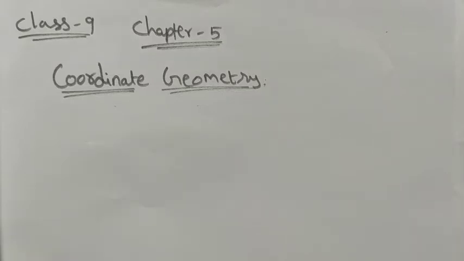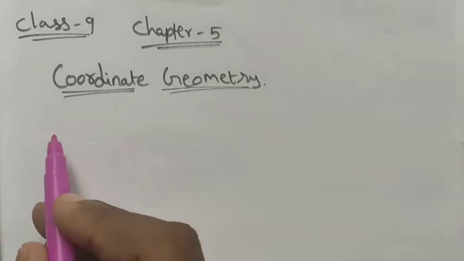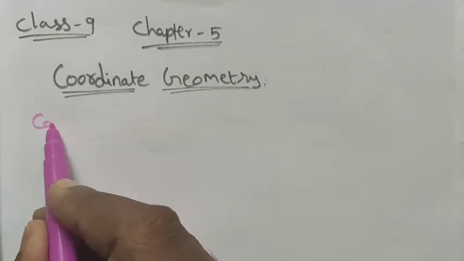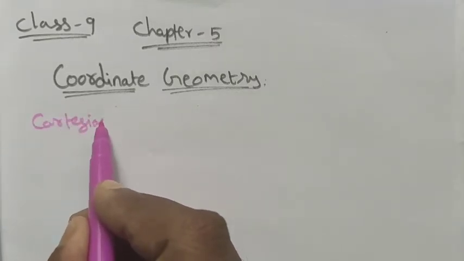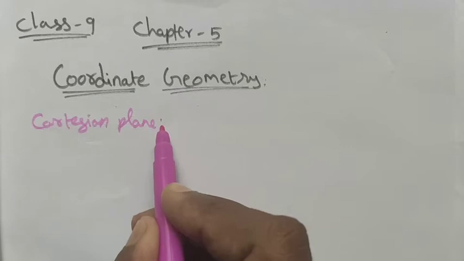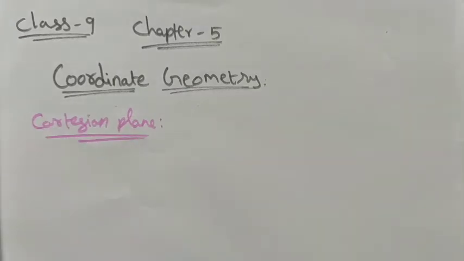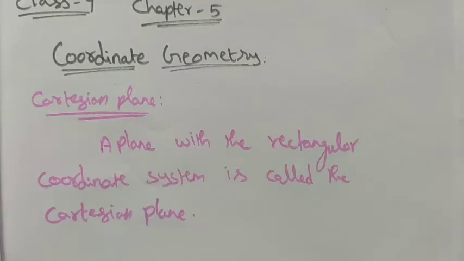The given coordinate points are placed, positioned or plotted in a graph, in a Cartesian plane. First of all, we want to know what a Cartesian plane is. A plane with the rectangular coordinate system is called a Cartesian plane. A Cartesian plane is divided into 4 quadrants.